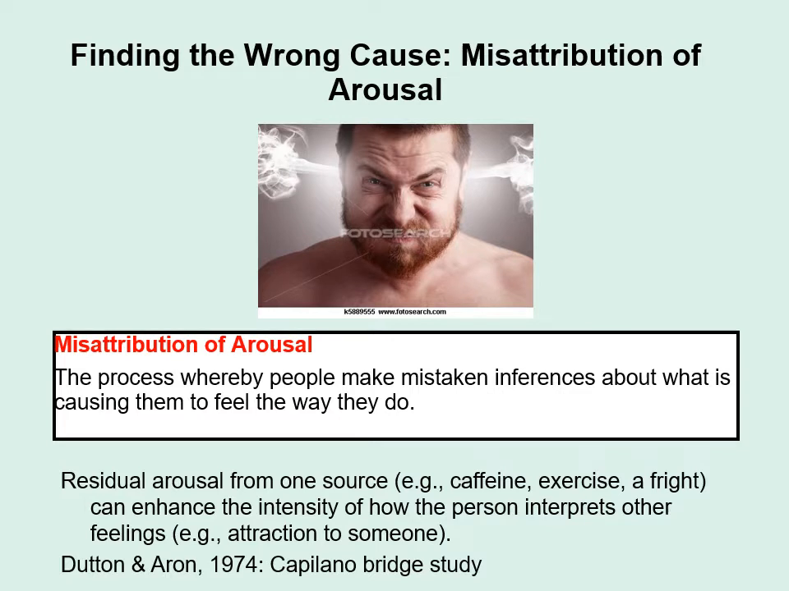So that emotional theory predicts that we often find the wrong cause for our attributed emotional states and come up with an incorrect explanation. Often the residual source of arousal from one source, for example, caffeine, exercise, or a fright, can enhance the intensity of how we interpret our emotional reactions depending on what's going on in our situation.